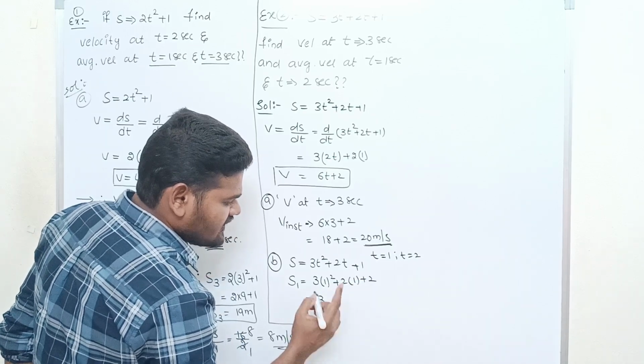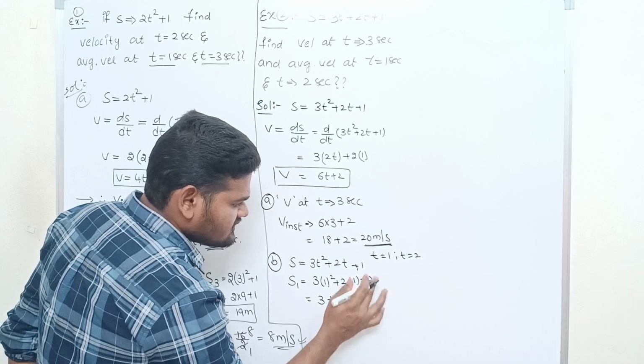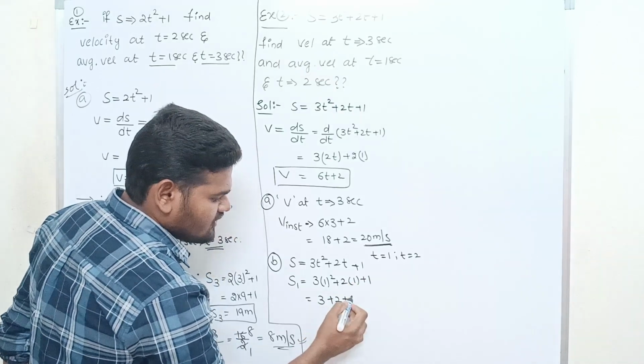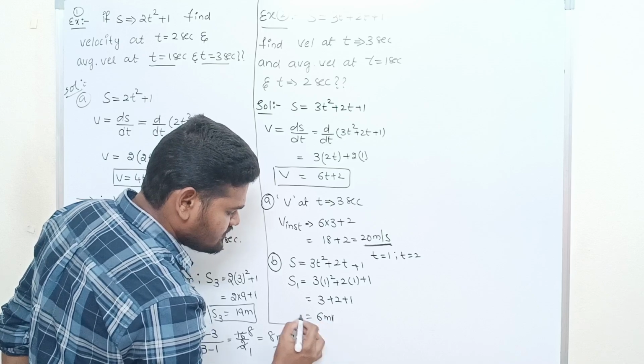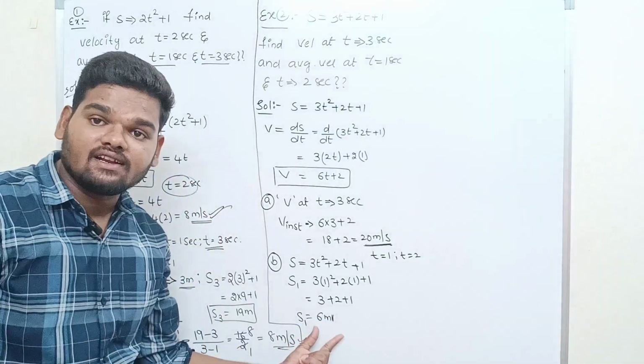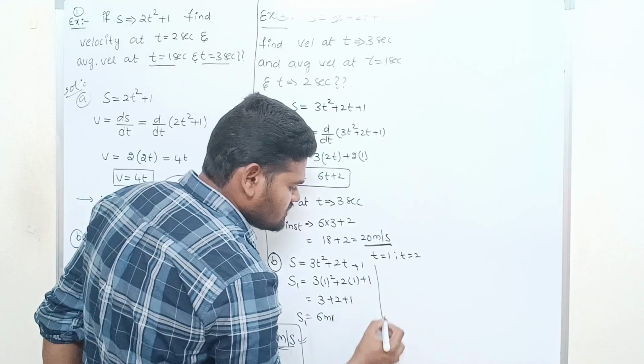So 3 into 1 square is 3, 2 into 1 is 2, plus here we have 1. Sorry, 3 plus 2 is 5, 5 plus 1 is 6 meters. Displacement at 1 second is how much? First second, 6 meters. Next, what do we have to do?